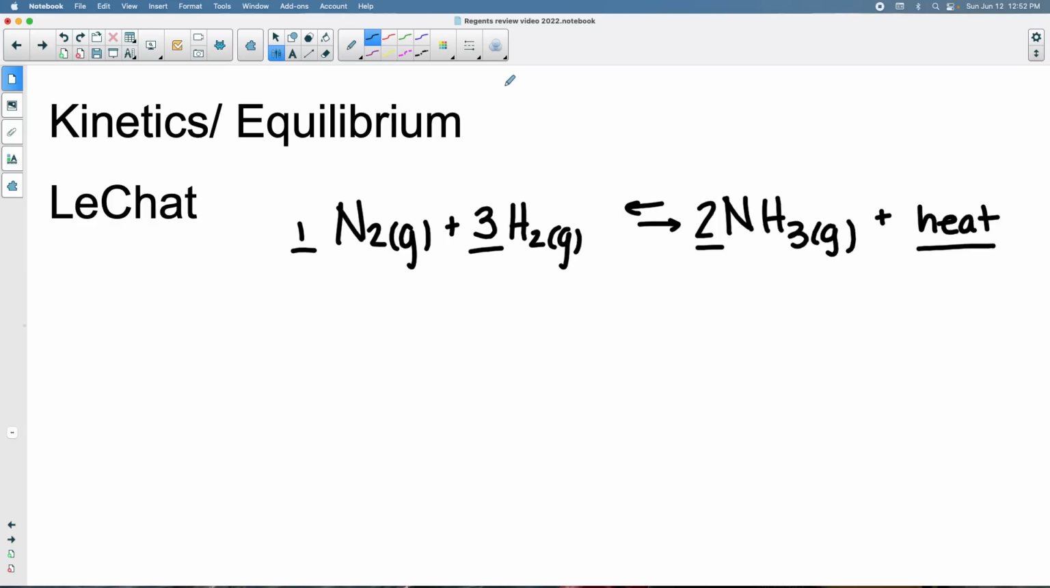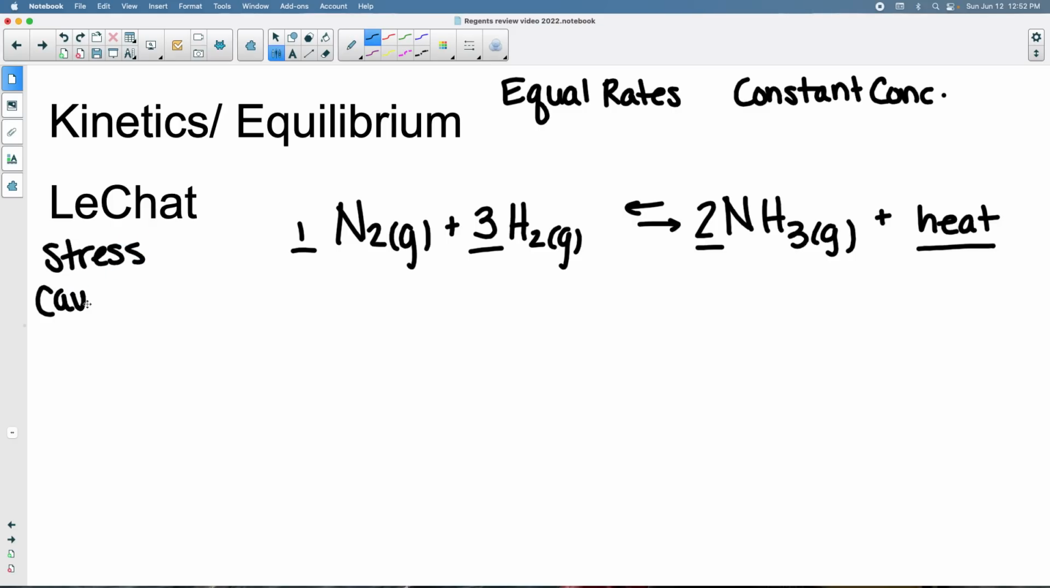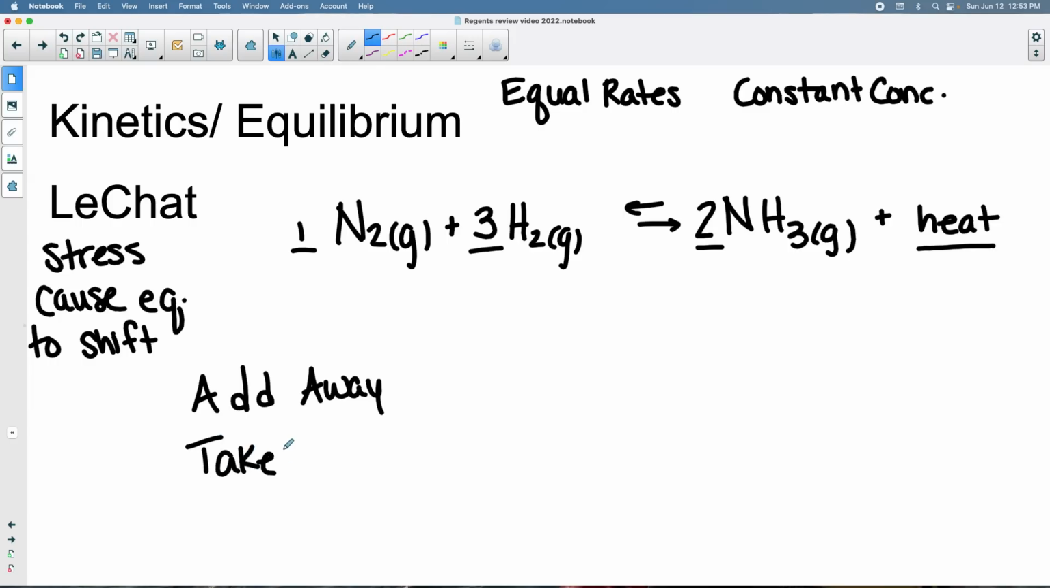Remember that when we're at equilibrium, we are at equal rates. And we have constant concentrations until a stress is applied. Le Chatelier's principle says that a stress will cause equilibrium to shift in a way to reduce that stress. And our ways are: add away, take towards, increasing pressure shifts to less gas.